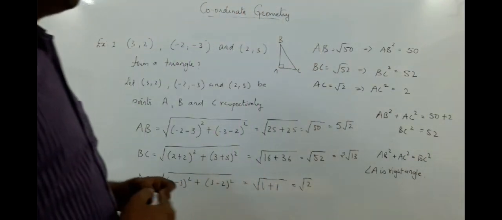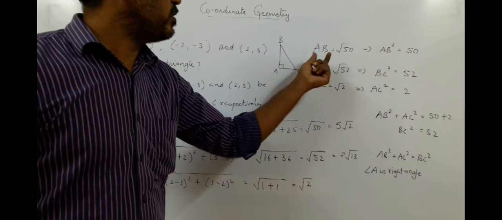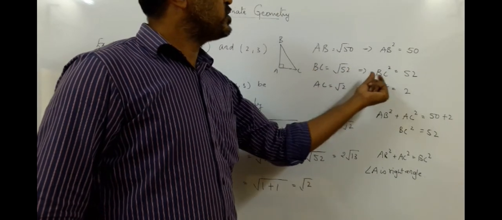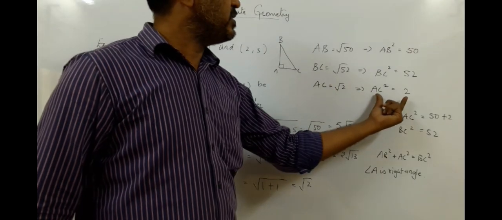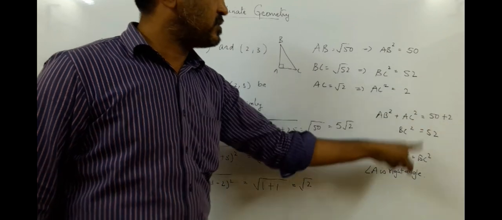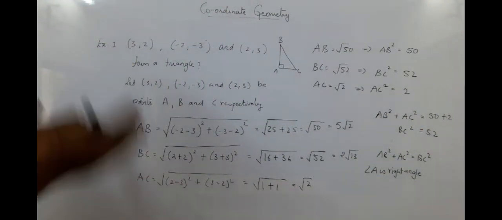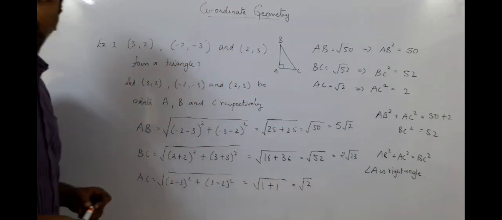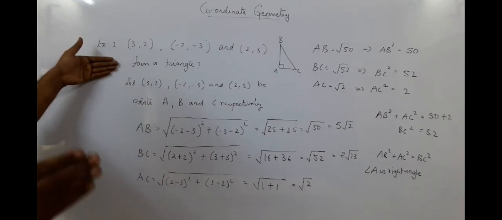Okay. So AB was root 50, so AB square is 50, taking squares on both sides. BC is root 52, taking square on both sides, BC square equal to 52. AC equal to root 2, squaring both the sides, AC square equal to 2. And the sum of the squares of the smaller two sides equals the square of the third side, so it is a right angle triangle. So I will sum this sum once again. 3 points were given and we wanted to know, did it form a triangle? Now this was an easy question.